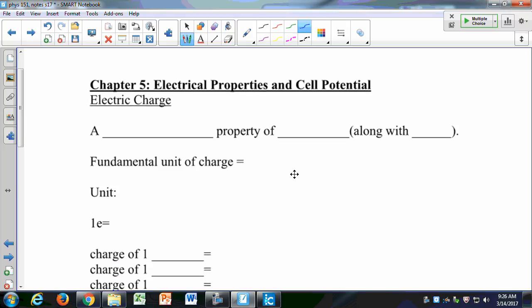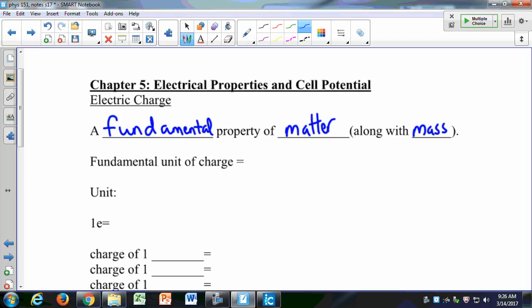It is a fundamental property of matter, along with mass. So all matter has mass, and all matter has charge as well, because we're made up of charged objects. We're made up of electrons and protons. We've got some neutrons in there too, which have neutral charge, but we're made up of these charged materials. So all bodies have a measure of charge in them.